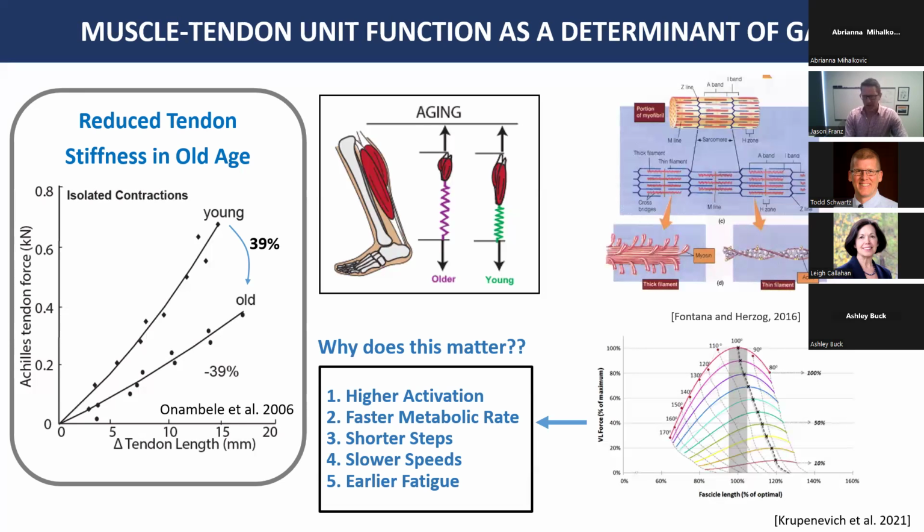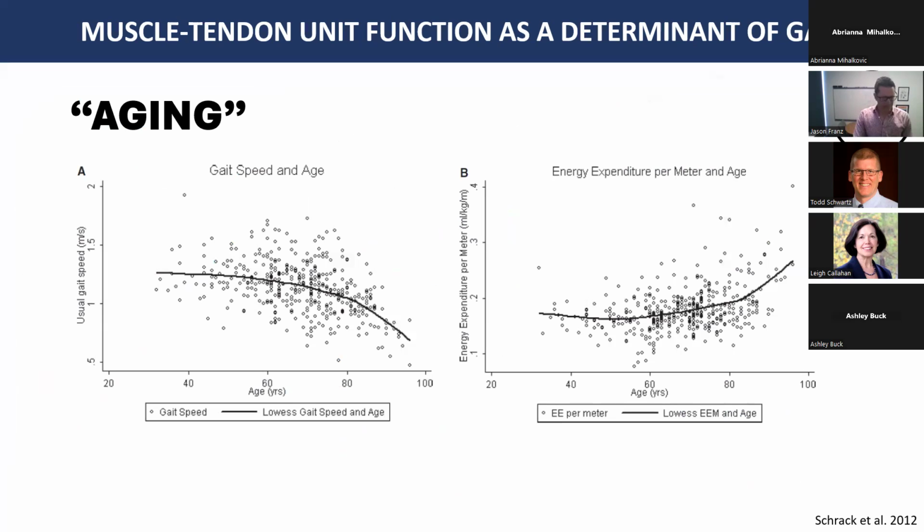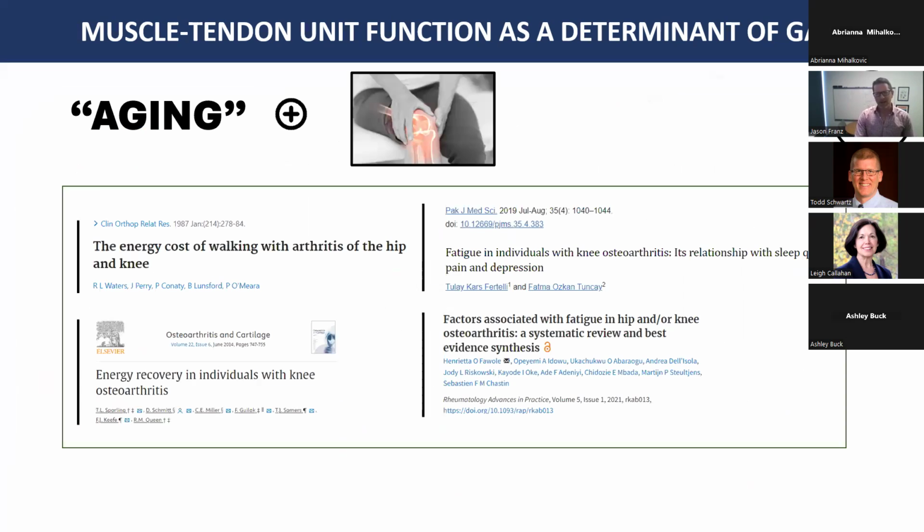And that matters. These higher activations are going to mean that you have to consume more energy to operate that same muscle. Or if you don't activate more, you're going to have a reduction in force generating capacity. It's going to lead to shorter steps, slower speeds, and all of this, ecologically, could lead to earlier fatigue. We see this a lot. Aging studies for decades have shown slowed speed with age, increased energy expenditure. But then if you compare individuals with osteoarthritis to age-matched controls, you see a further exacerbation of these changes.